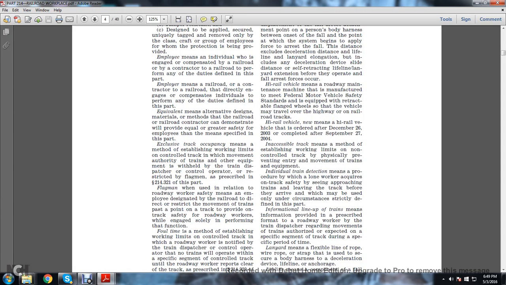High rail vehicle means a roadway maintenance machine that is manufactured to meet the Federal Motor Vehicle Safety Standards and is equipped with retractable flanged wheels so that the vehicle may travel over the highway or on railroad tracks. New high rail vehicle means a high rail vehicle that is ordered after December 27, 2013, or completed after September 27, 2014.